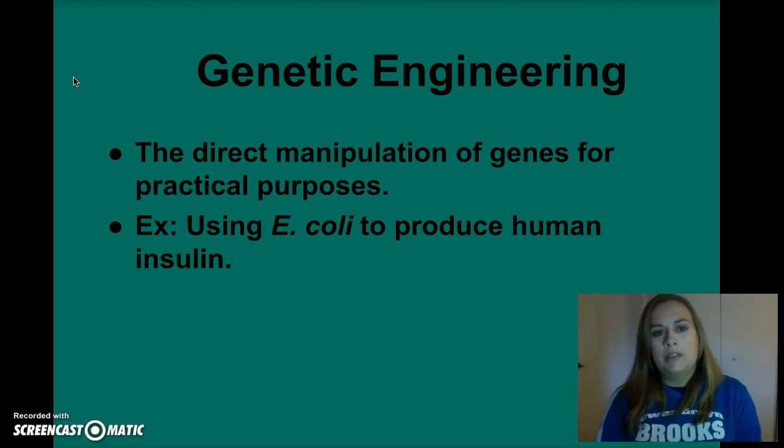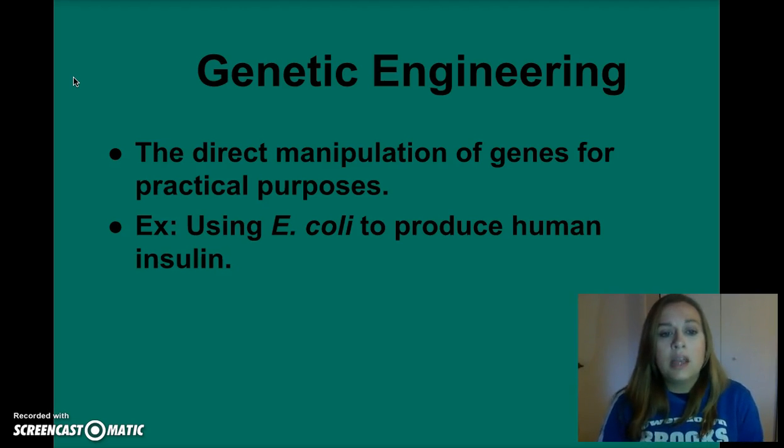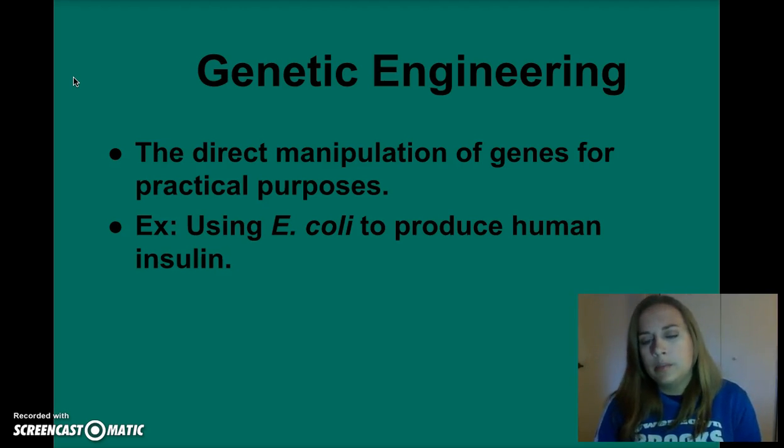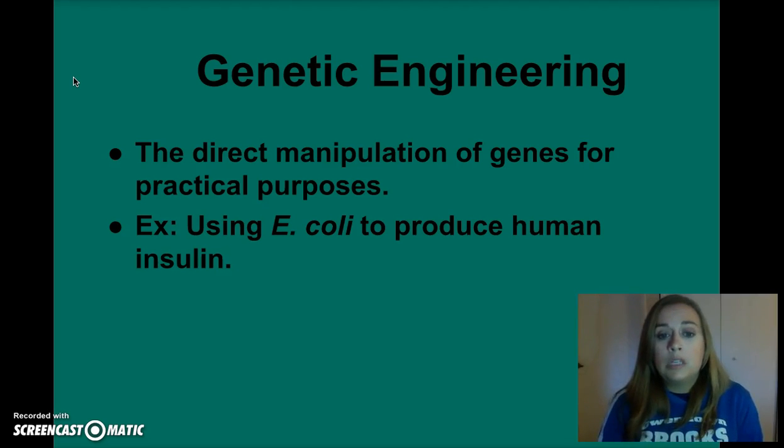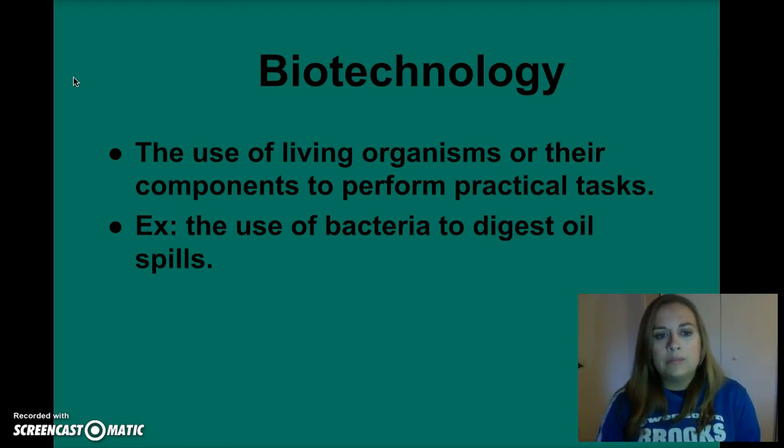We can get mice like that by genetic engineering, and this applies anytime you manipulate genes for practical purposes. Not that making glowing mice is very practical. A more practical example would be using E. coli to produce human insulin. So now you're using a bacteria to make insulin, which is necessary in humans. When you talk about diabetes and needing insulin for diabetics, E. coli can be used to produce that.